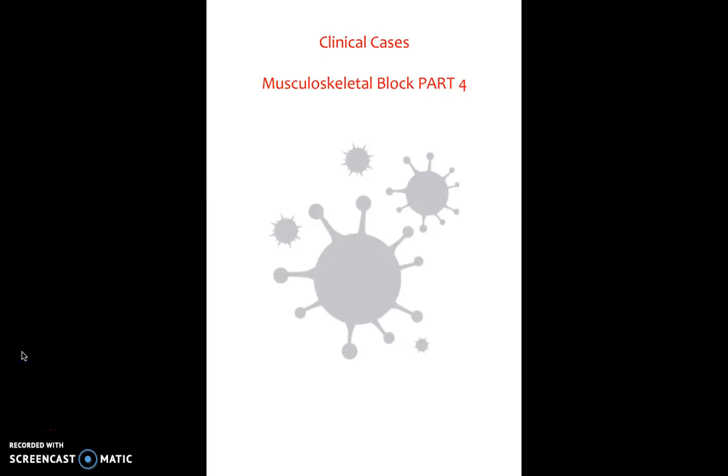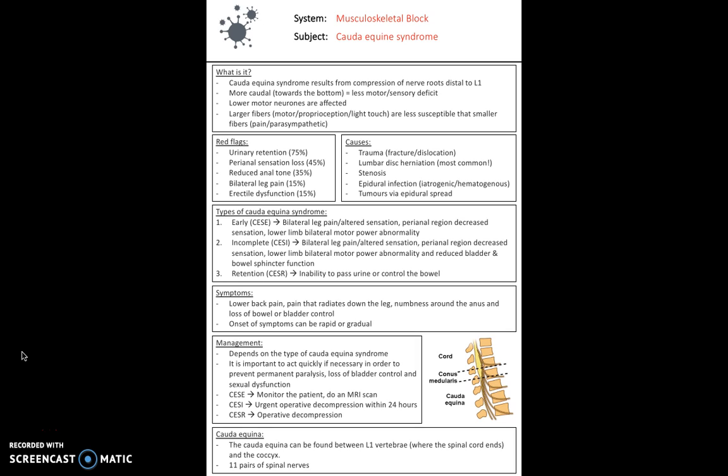Hello and welcome to part 4 of clinical cases for the musculoskeletal system. Today we're going to be taking a look at some more common abnormalities including Cauda equina syndrome, lumbar disc herniation, osteomyelitis, the different types of spondyloarthropathies, congenital defects, SCFE and compartment syndrome. So let's start by taking a look at Cauda equina syndrome.